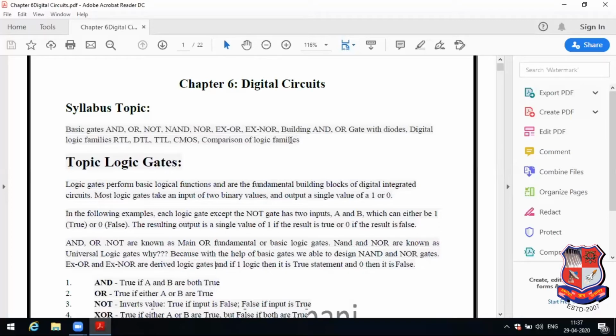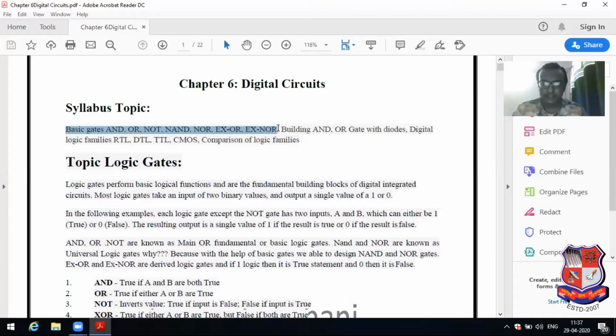Myself is Jamil Zanghani. We have discussed here today chapter number 6 of basic electronics. In chapter number 6, this is the syllabus topic: basic gates AND, OR, NOT, NAND, NOR, XOR, XNOR, building AND, OR, NOR gate with diodes, digital logic families, RTL, DTL, TTL, CMOS, comparison of logic family. It is the topic related to chapter number 6 according to GTU syllabus.